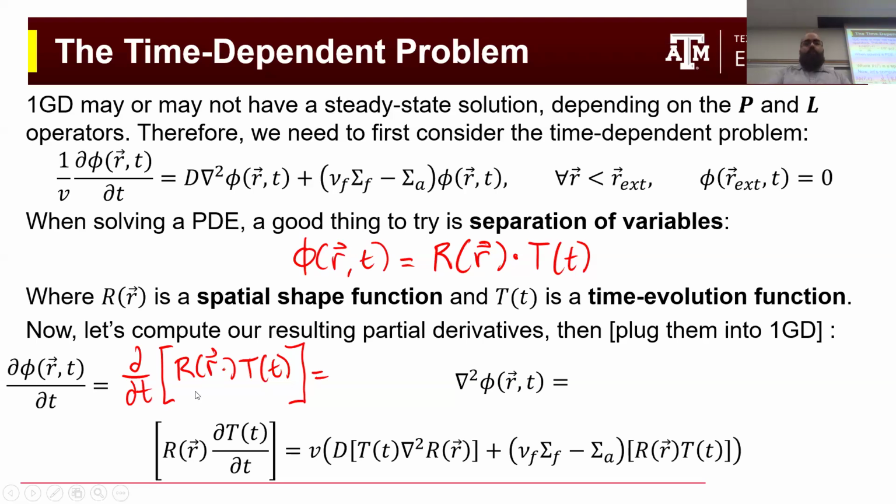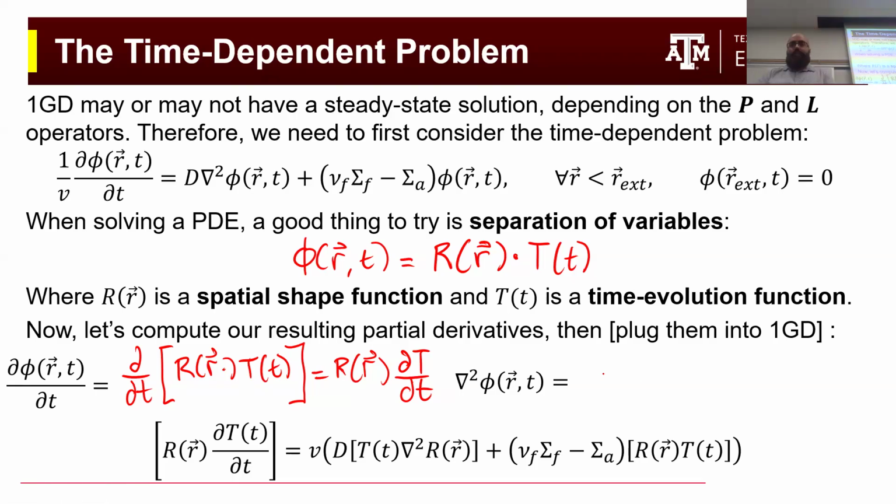Now we're taking a derivative with respect to time of two things, but one of those functions is just a shape function, so it has no time dependence. If R of r has no time dependence, then we can pull it out front of that d by dt operator. So this is equivalent to having R of r times the partial of big T with respect to little t.